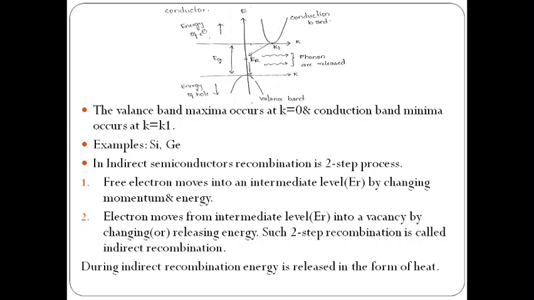The examples of indirect band gap semiconductors are silicon and germanium. In indirect band gap semiconductors, the recombination takes place in two steps. Free electrons move into the intermediate level by changing their momentum and energy. Then the electron moves from the intermediate level to the valence band by changing the energy. Such two-step recombination is called indirect recombination. During this indirect recombination, energy will be released in the form of phonons or heat.